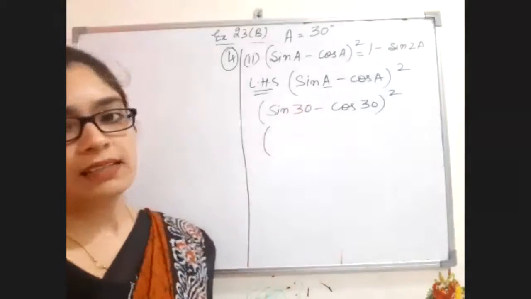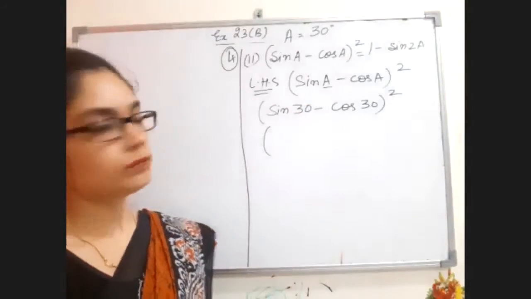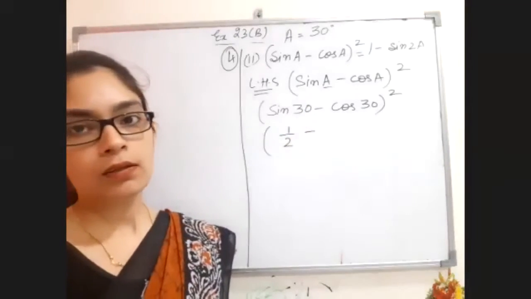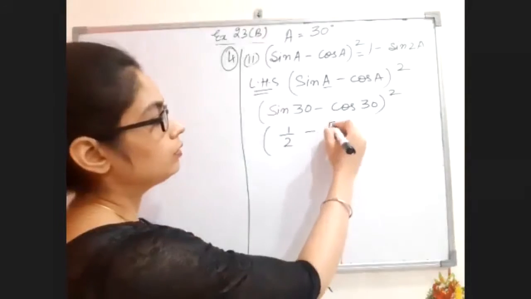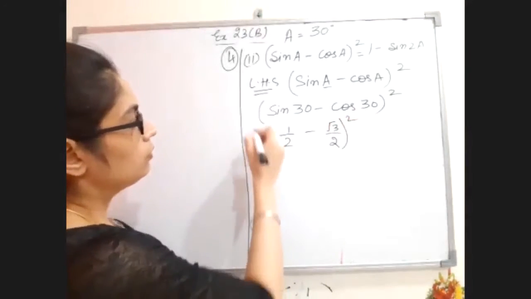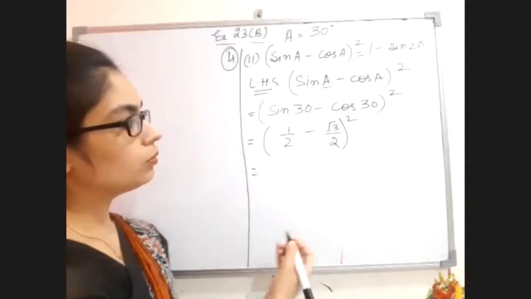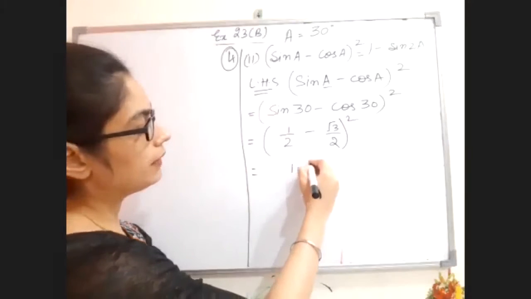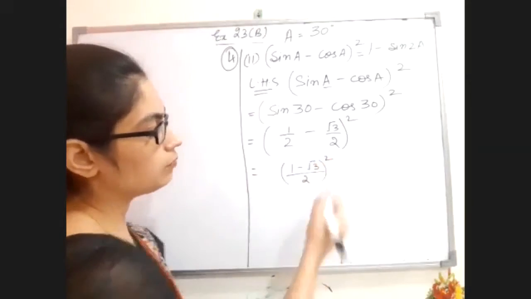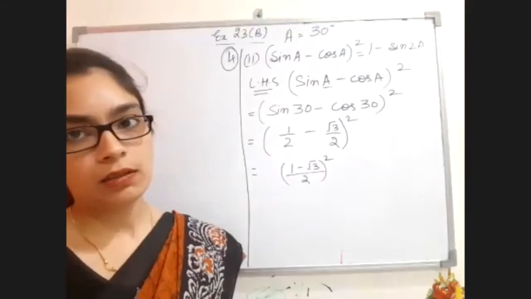What is the value of sin 30? 1 by 2. And cos 30? Root 3 by 2. So it will be like this: (1 by 2 minus root 3 by 2) whole square. Again, we have to apply this identity only.